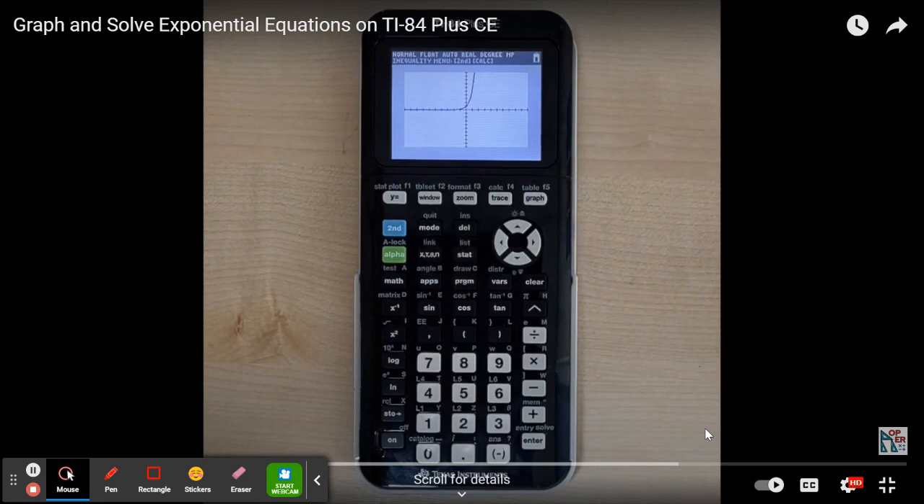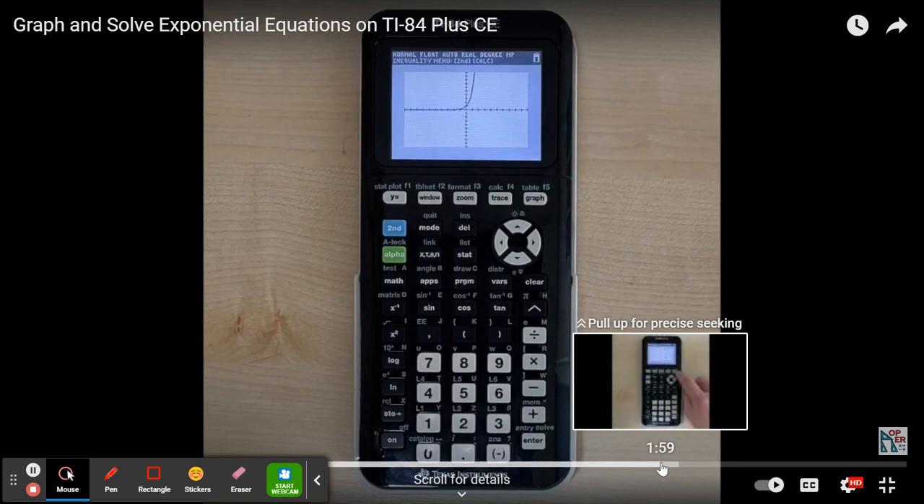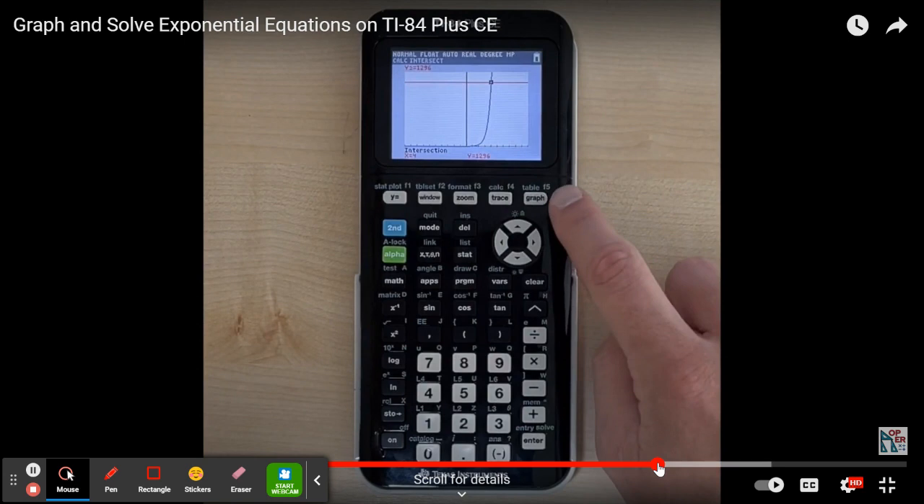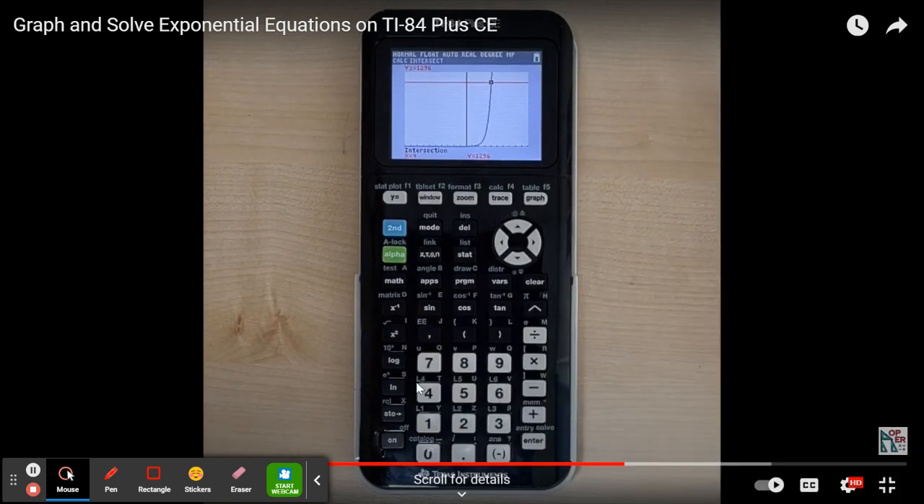Okay, so we're not going to solve exponential equations, but we're going to graph them. So let me go over here to show you how we can get to our table of values. I think I'm going to be in the right area. Go back. All right. And play.